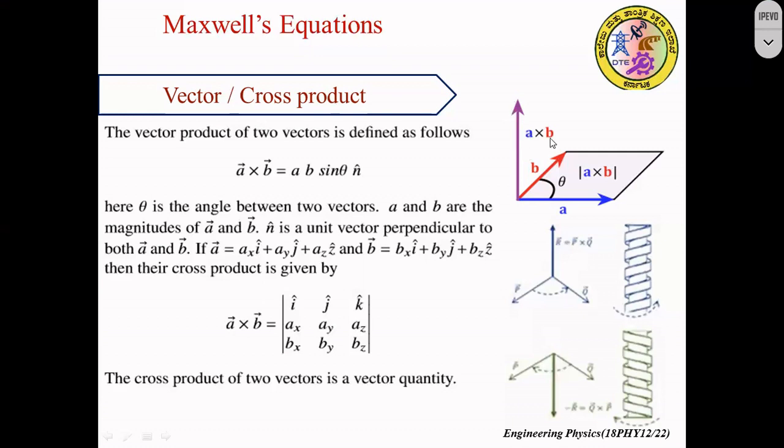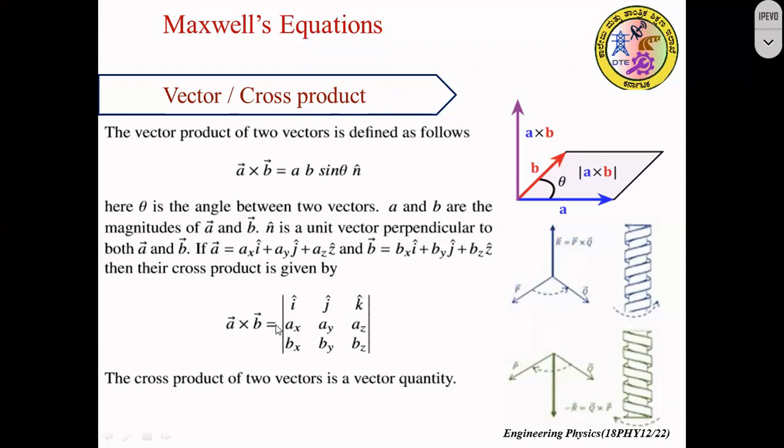So this is the direction of the resultant of two vectors, that is the cross product of two vectors. If vector A is expressed in its component form, then it appears as Ax i cap plus Ay j cap plus Az z cap. Similarly, vector B can be expressed in its component form as Bx i cap plus By j cap plus Bz z cap. Then the cross product can be evaluated with the help of a determinant.